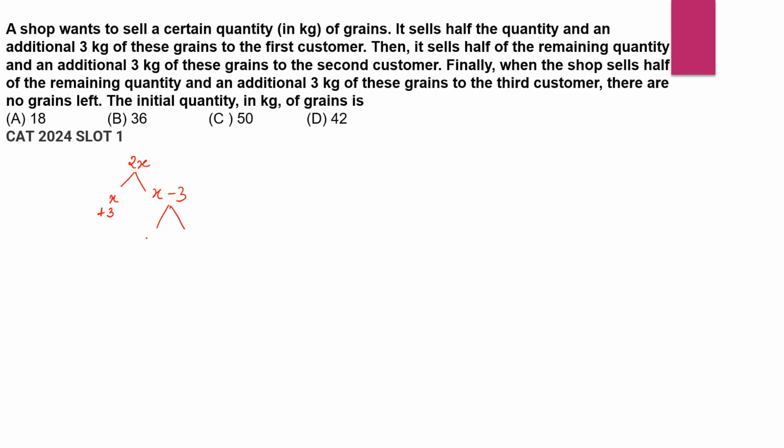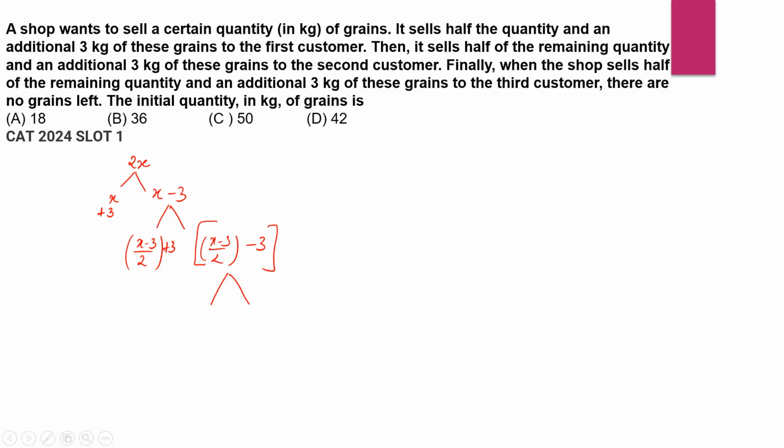Then what he did? Then it sells half of the remaining quantity and an additional 3 kg of these grains to the second customer. So half will be (x minus 3) by 2. You should be left with (x minus 3) by 2 here. But you gave 3 more kg to the customer, so you'll have to subtract 3 from here. So this is the quantity of grains left after the second customer.